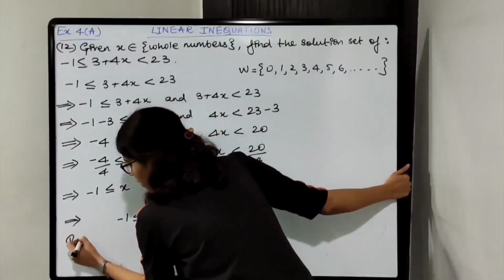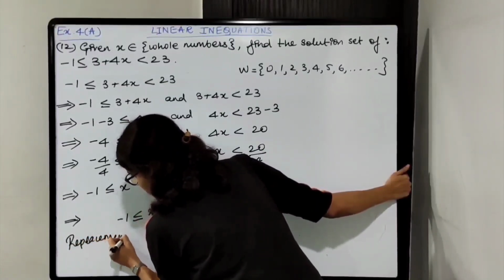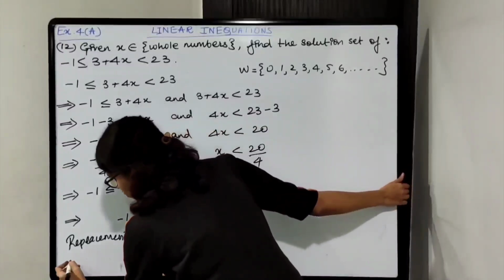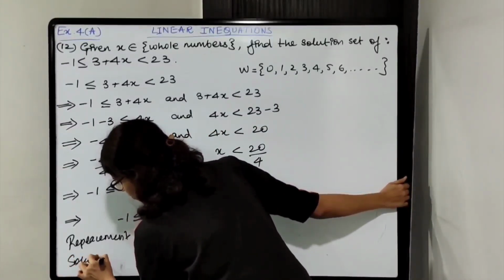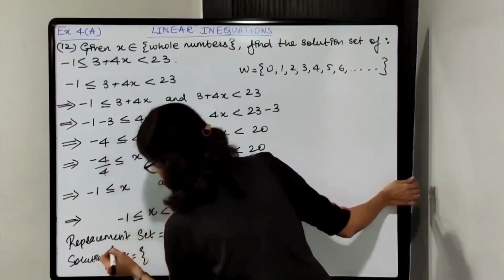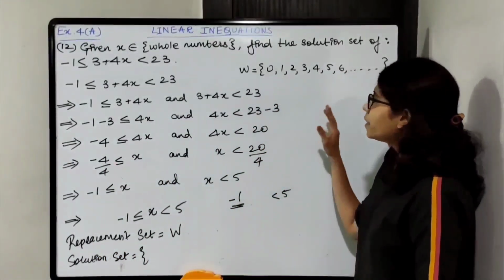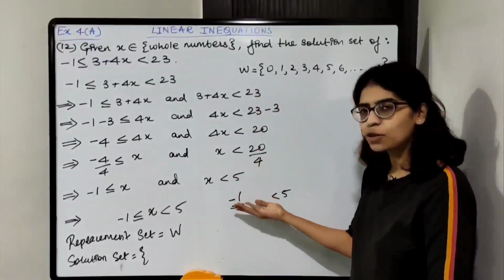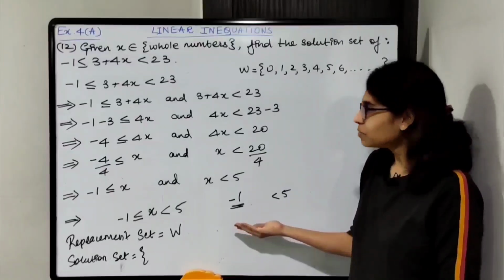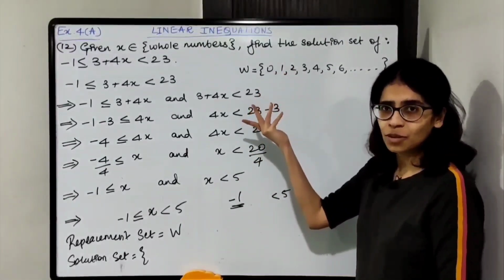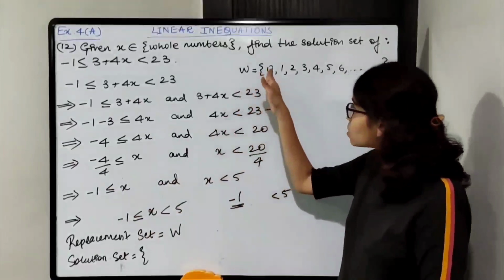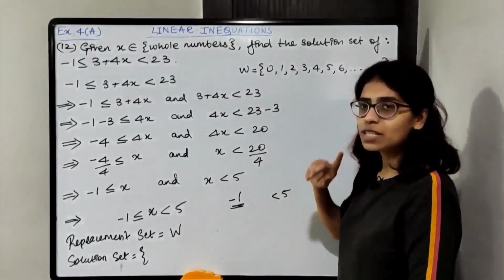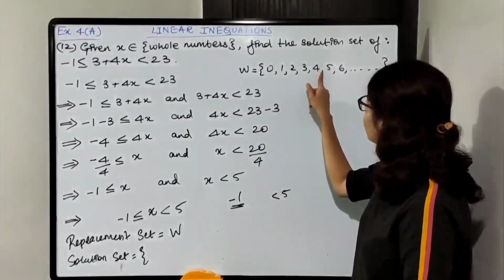Write down. Replacement set is W. So solution set क्या होगा? Over here, whole number starts from 0. So negative number तो आएगा ही नहीं. Okay. So we'll start from 0. Alright, x can be equal to minus 1, but minus 1 is not there over here. यहाँ पे है ही नहीं. So minus 1 you cannot include. So 0 से start होगा. 0, 1, 2, 3, 4 and 5.